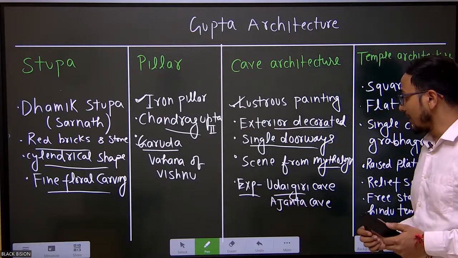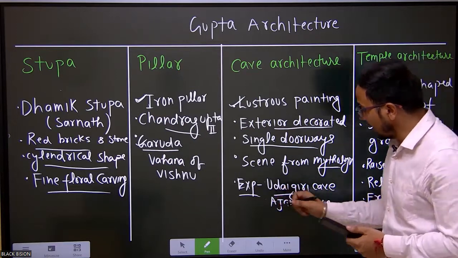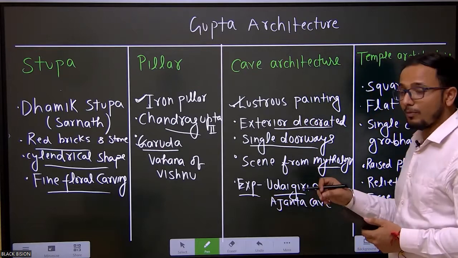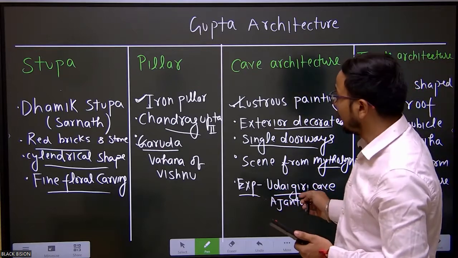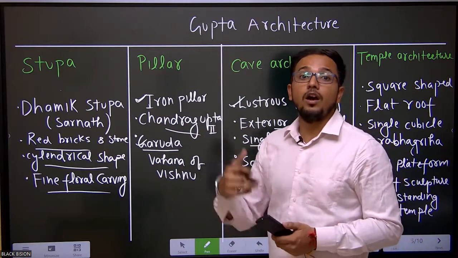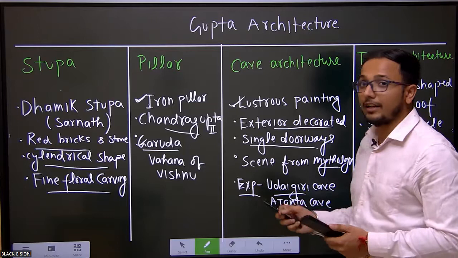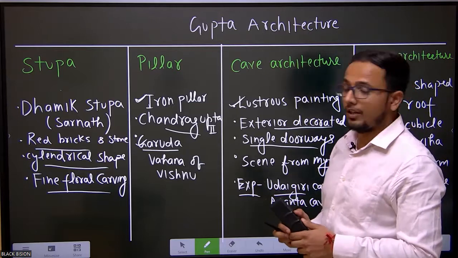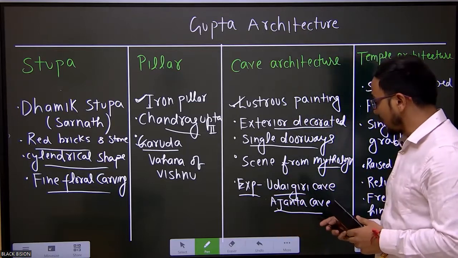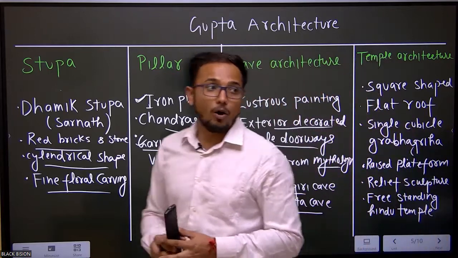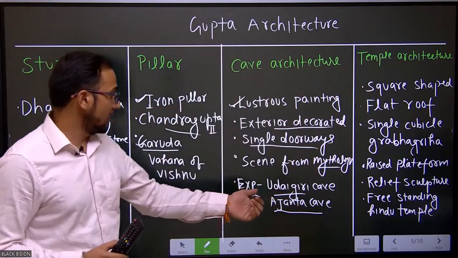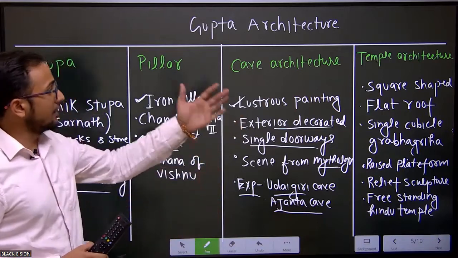An example can be seen in the Udayagiri cave, which is in MP, not Maharashtra, because it is different from the Udayagiri and Khandagiri caves of Odisha, which are Jain caves. This is a Hindu cave which represents the boar incarnation of Vishnu. The Ajanta caves depict events from the life of the Buddha. Now look at the temple architecture.